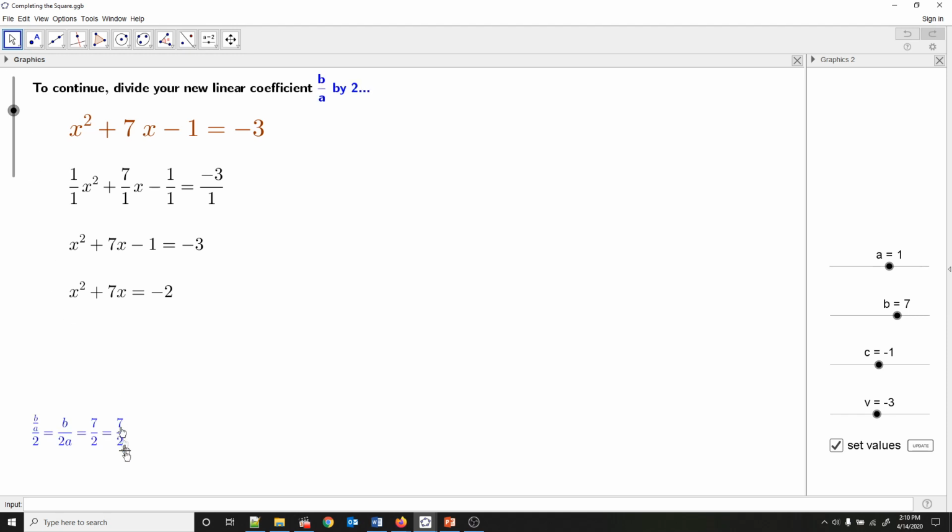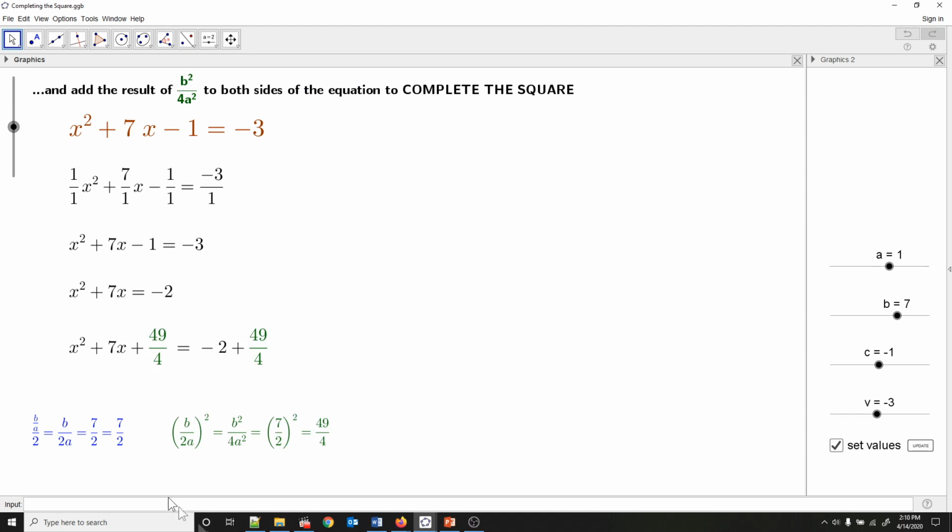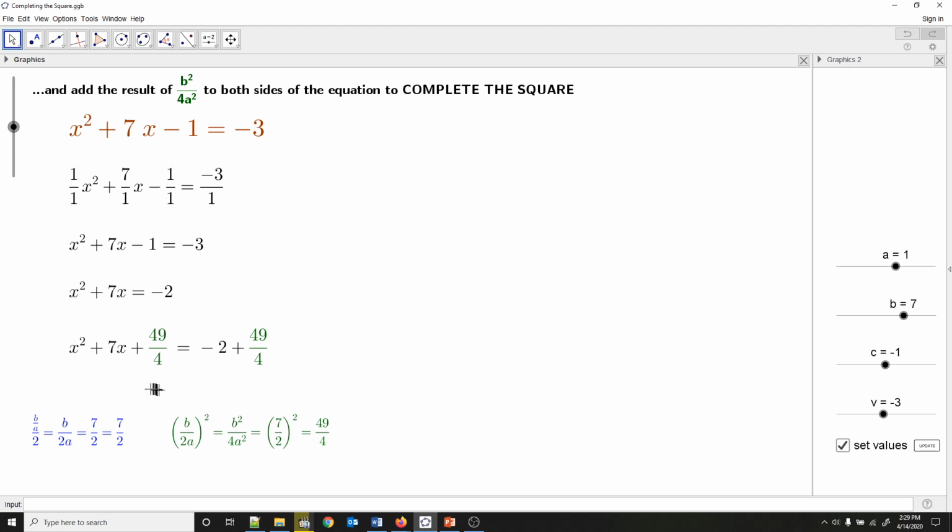Now we need to take that 7. We have to divide it by 2. This is where some students would like to use decimals. I'm not a big fan of it. You're more than welcome to do so, but I think students understand it better if they leave it as fractions. So yes, when you square 7/2, you are going to come up with 49/4. And I would recommend adding 49/4 to both sides. You now have that perfect square trinomial x squared plus 7x plus 49/4 on the left side. You have negative 2 plus 49/4 on the right side.